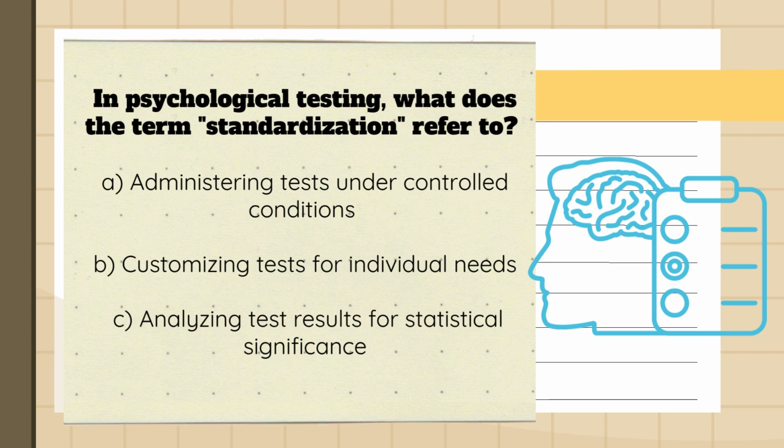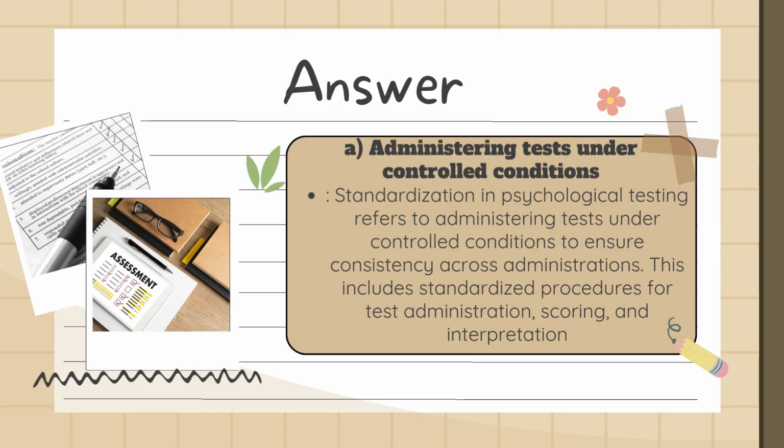In psychological testing, what does the term standardization refer to? A. Administering tests under controlled conditions. B. Customizing tests for individual needs. C. Analyzing test results for statistical significance. A. Administering tests under controlled conditions.